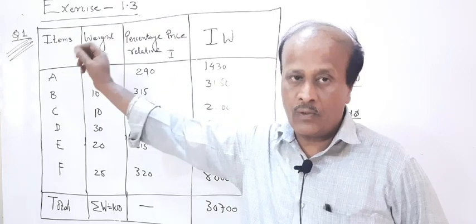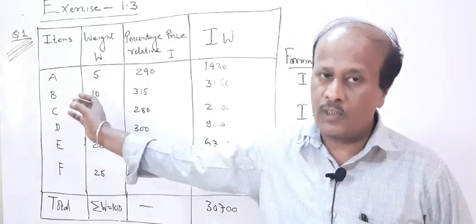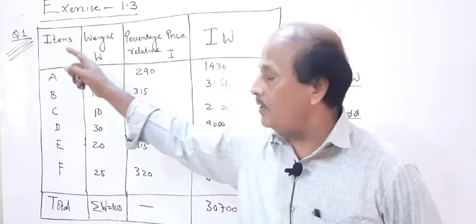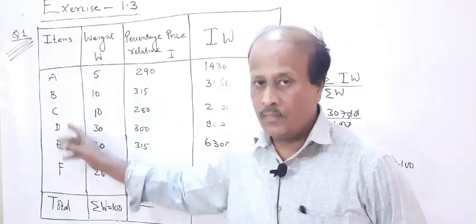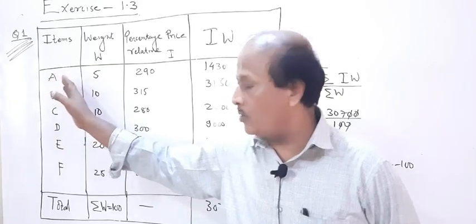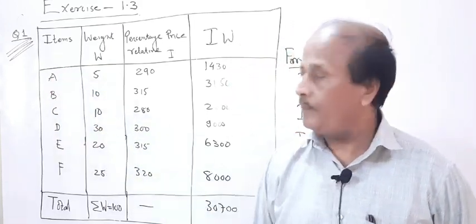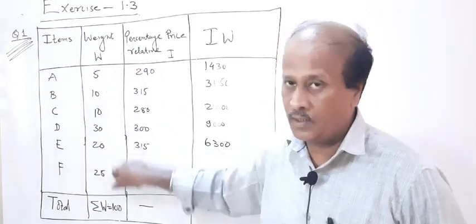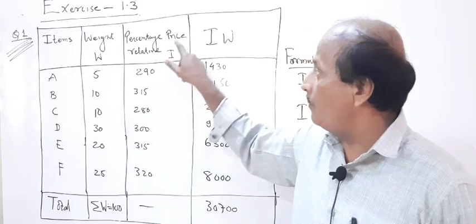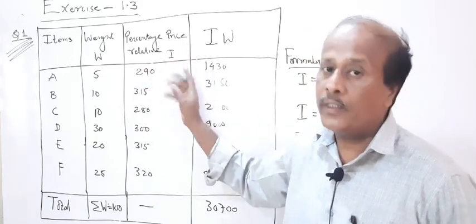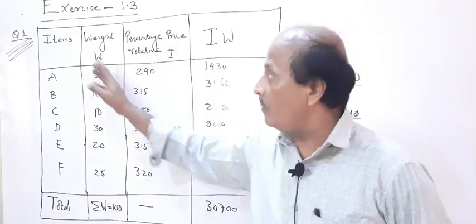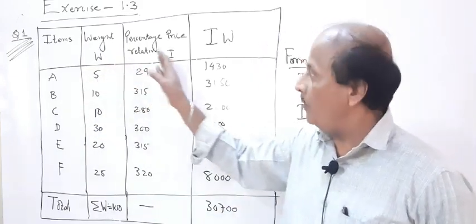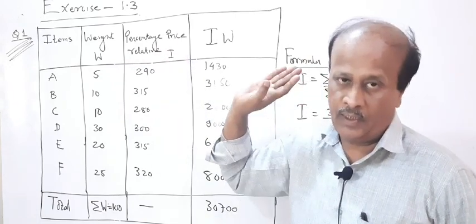It's the easiest one, question number 1. Sometimes this type of question comes for 2 marks. Now what is given in this question? Items are given. An item may be anything. Here they use the letters A, B, C, D, E, F for items. Then weightage is given for each and every item. This is the new thing. And then the percentage price relative, or index number of that price relative, of each and every item is given. So if you write W here and I here, then this question becomes very easy.